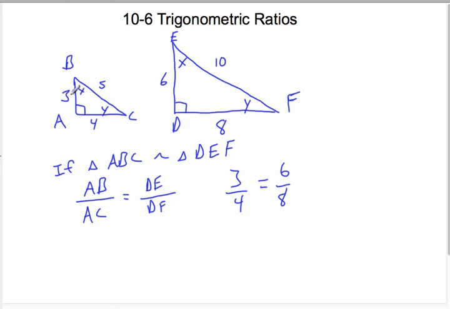So notice in this case 3/4 is going to equal 6/8. And 3/5 is going to equal 6/10, or 4/5 is going to equal 8/10. So no matter the size of these two triangles, the ratios of the corresponding sides will always be equal. And because these ratios are the same, we have named them.